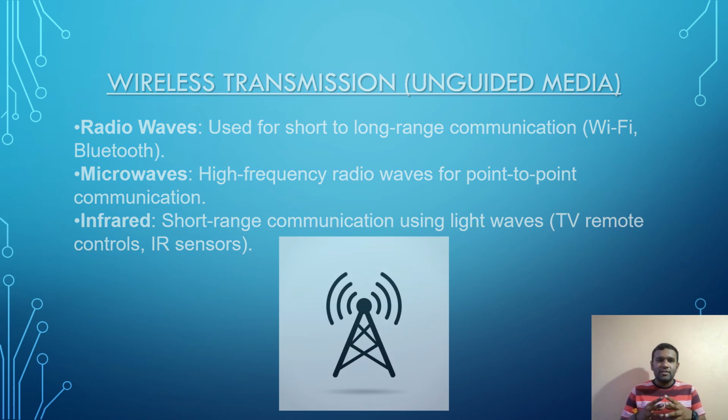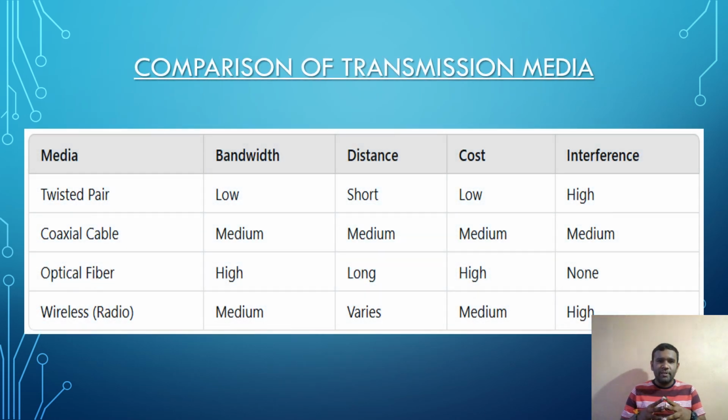The next one, let's compare twisted pair, coaxial cable, optical fiber, and wireless. As we saw, bandwidth, optical fiber has the highest. Distance, very long distance of optical fiber is used. Wireless varies because there are three. Coaxial cable is medium, and twisted pair cable has a very short distance of transmission.